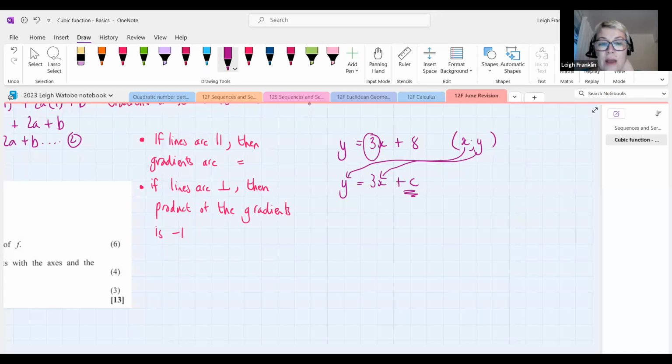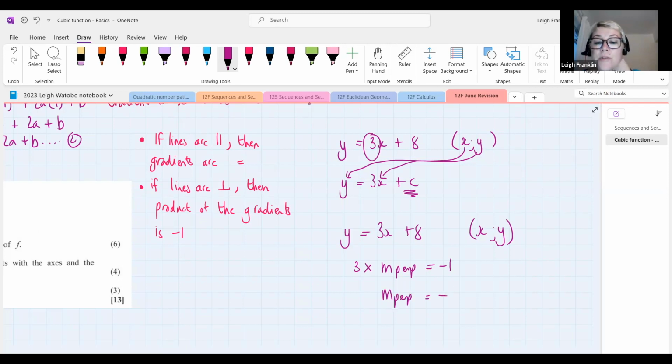If they tell you that you've got a line y equals 3x plus 8, and there's a line that's perpendicular, you'd first have to say that 3 times the gradient of your perpendicular is equal to -1. So the gradient of your perpendicular, dividing by 3 on both sides, would be -1/3. So then your new equation is y equals -1/3 x plus c, and then again you'd have to sub in your x and your y to work out your c value. Does that answer your question?